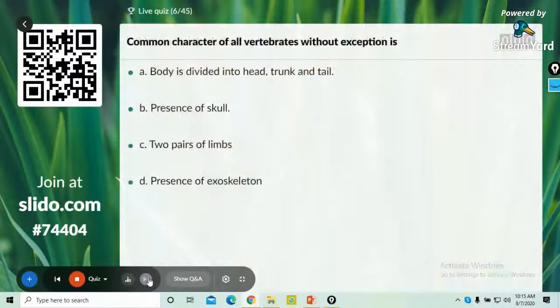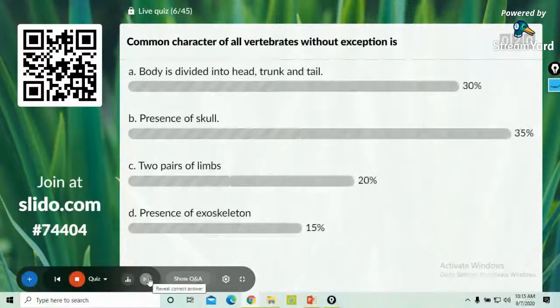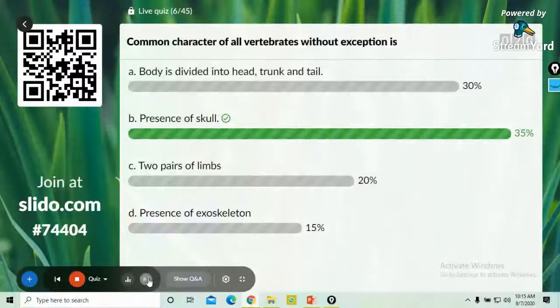Sixth question on the screen. Common character of all vertebrates without exception is? Option A, body is divided into head, trunk and tail. B, presence of skull. C, two pairs of limbs. And option D, presence of exoskeleton. Answer given by 35% of 20 students. Presence of skull is the common character of all vertebrates.